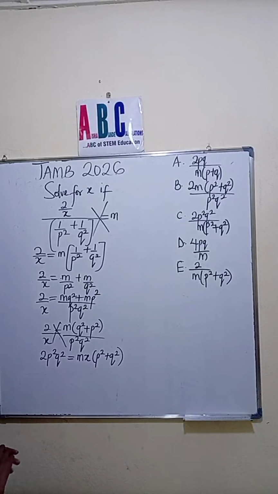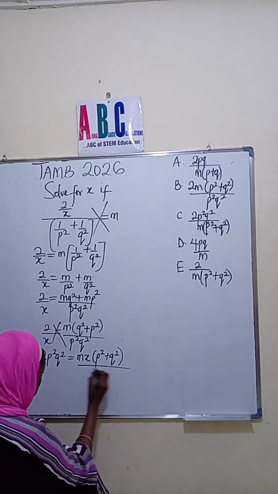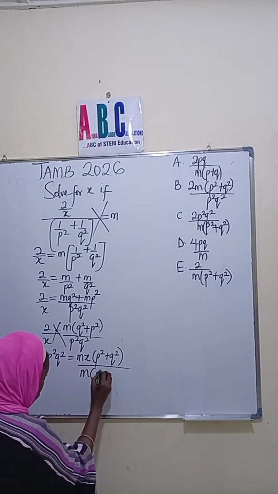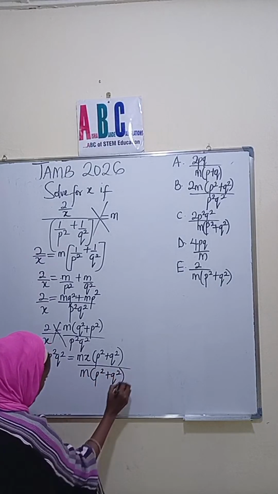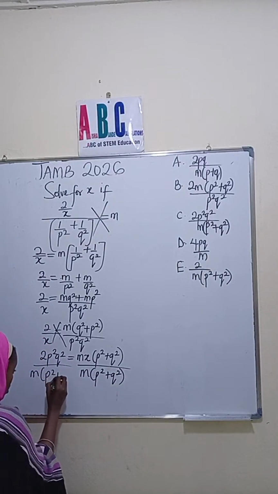Let me check if I'm close to the option. I should divide both sides by... Okay, I'm looking for x. So it's just as if I want to make x the subject of formula. So I divide both sides by m(p square plus q square). I don't even know if this my method is wrong. m(p square plus q square).